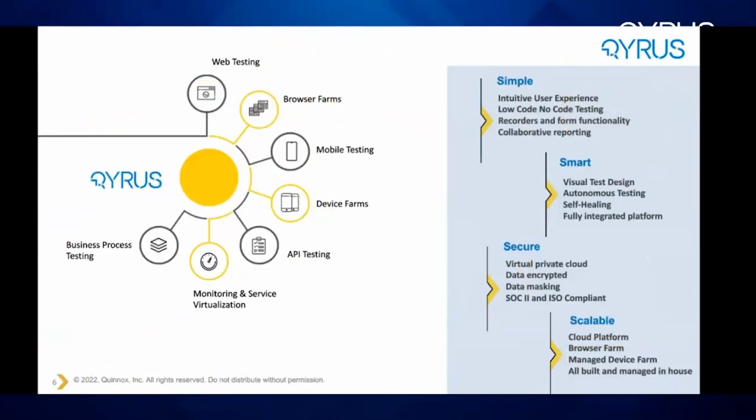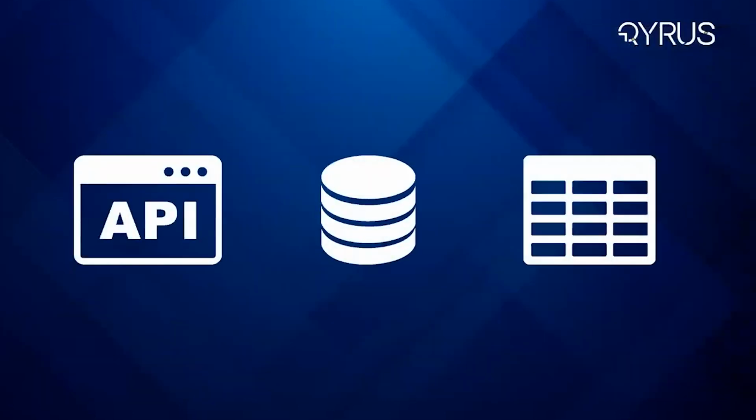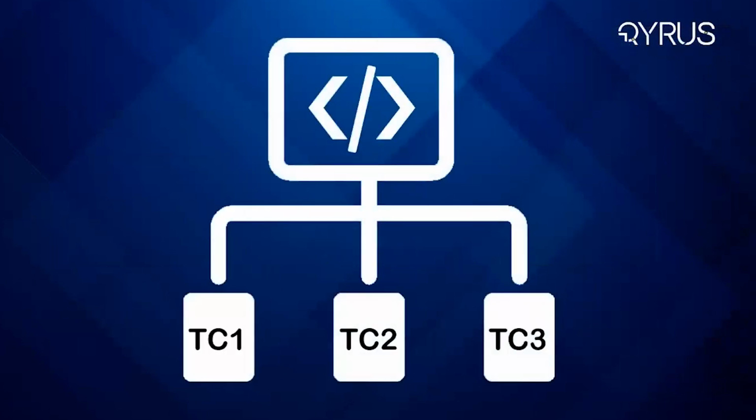Through the usage of our own device and browser farms, execute your tests at lightning speeds, in parallel, and on real mobile devices. To complete the circle, tie in your CI/CD pipeline implementations. Qyrus is simple to use, scalable to your testing needs, implements smart features to augment the testing process, and entirely secure.